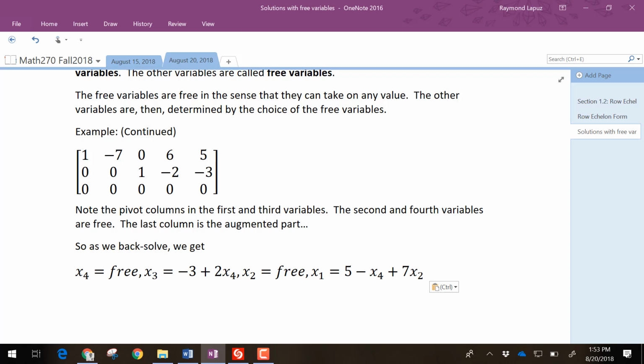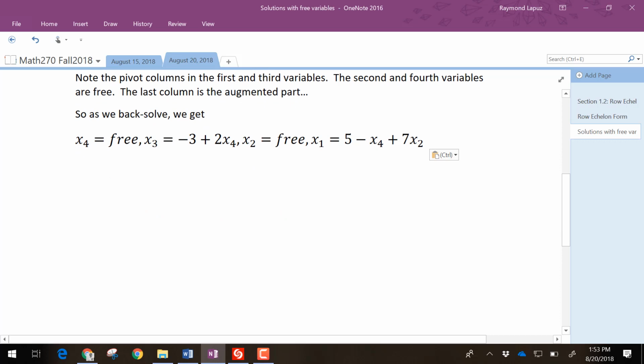There's no guarantee. Usually in those cases, it would happen more if they were randomly chosen. It would happen more that you will have an inconsistent system. But it could happen that you might have a free variable anyways. So it all depends on the particular system.